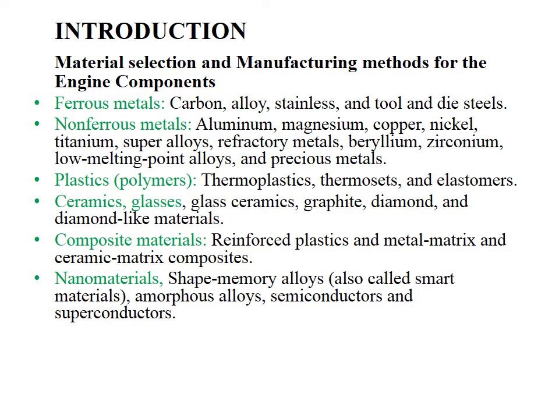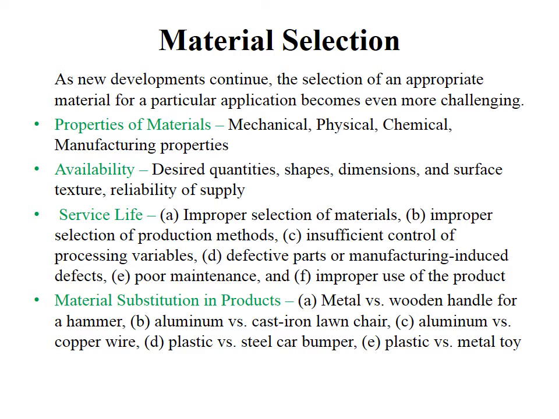Next we'll be talking about material selection. As you can see, there are so many challenges faced in choosing a material, and you need to understand what are the various criteria in choosing a material. How do you select a material? So first is depending upon the desired properties of materials. When you choose a material, it's for an application. What are the various properties that are desired in terms of mechanical properties, physical, chemical and manufacturing properties? Based on that, you choose the material.